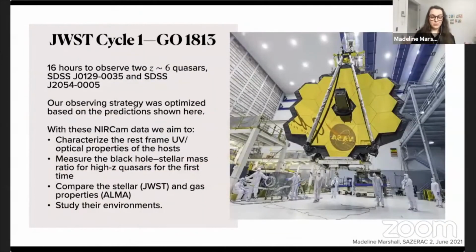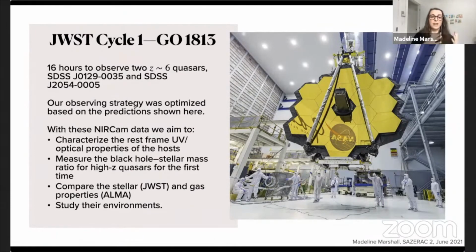So we have made all of these detailed predictions about what we think JWST will see and what the best observing strategy is. And so that guided our JWST Cycle 1 proposal, which we were very lucky to have be successful. So we have 16 hours to observe 2 Redshift 6 quasars with the aim of detecting their host galaxies.